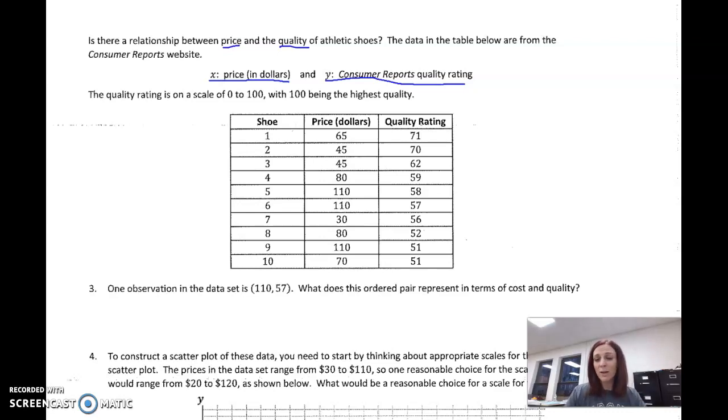Okay, so the quality rating goes from 0 to 100. I'm sure they had some standards on what meant for quality. We'll just put some trust into them. Okay, so they had 10 pairs of shoes here. The price we're going to say is our X values, and the quality rating is our Y values. Remember, Y is dependent. Is the quality dependent on how much you pay for it?